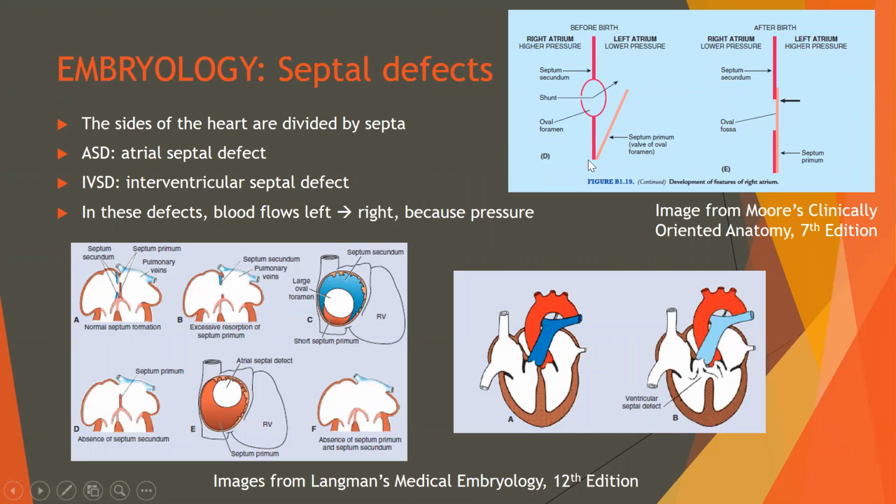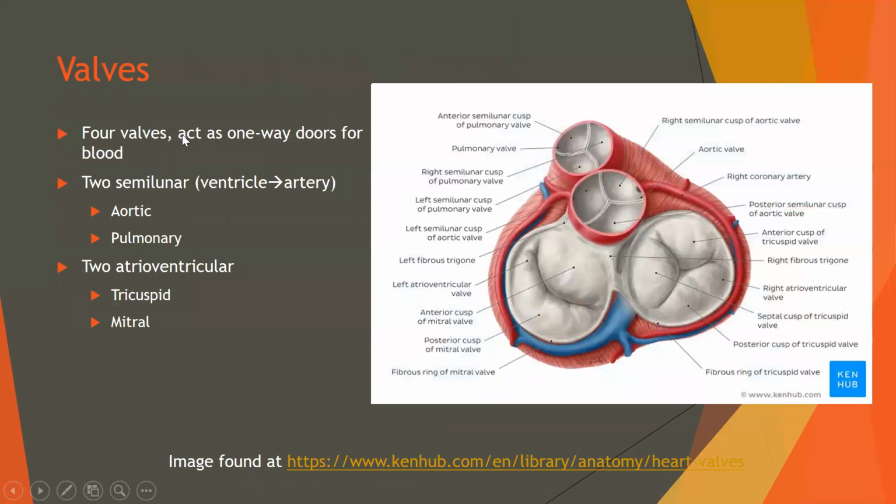Your left atrium and your left ventricle should always have higher pressure in a developed adult than your right atrium and your right ventricle. So the valves, you've got 4 of them. Your semilunar valves are the valves between your ventricles and the respective arteries, whereas your atrioventricular valves are the valves between your atrium and your ventricles. So the 2 semilunar valves are your aortic and your pulmonary valves.